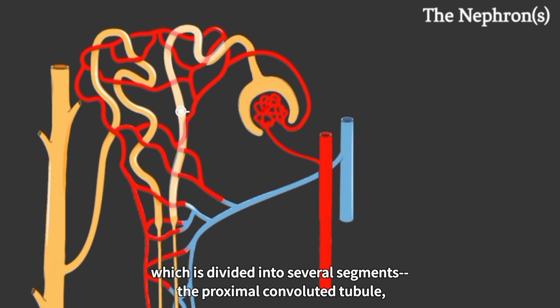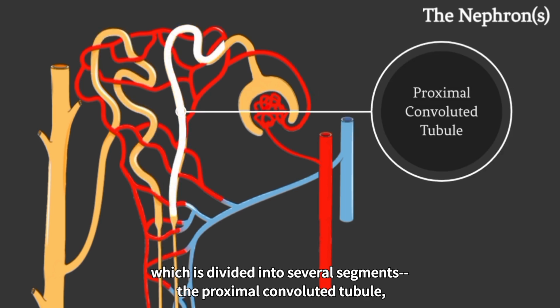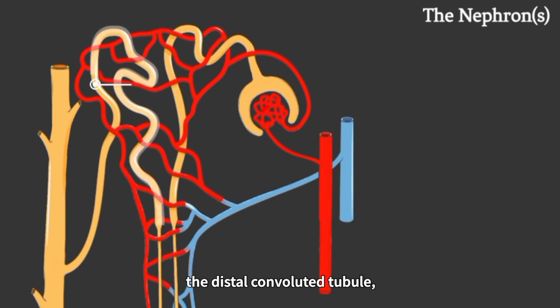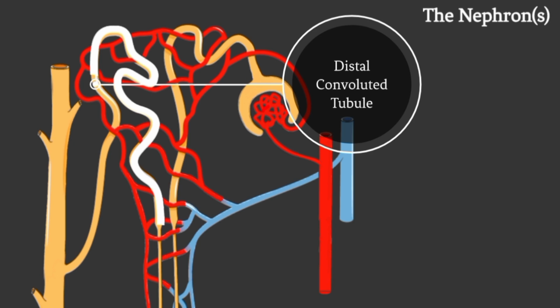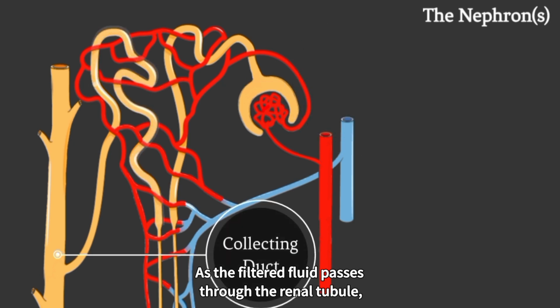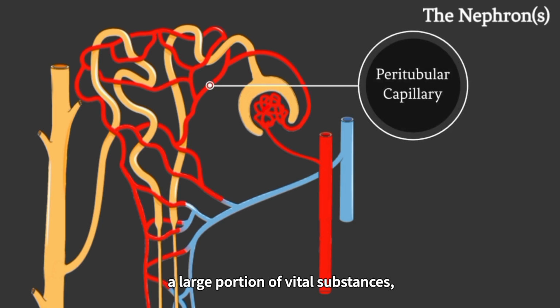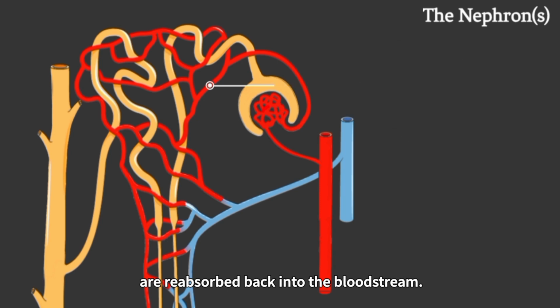The filtered fluid, now called filtrate, then moves into the renal tubule, which is divided into several segments: the proximal convoluted tubule, the loop of Henle, the distal convoluted tubule, and the collecting duct. As the filtered fluid passes through the renal tubule, a large portion of vital substances such as water and electrolytes are reabsorbed back into the bloodstream.